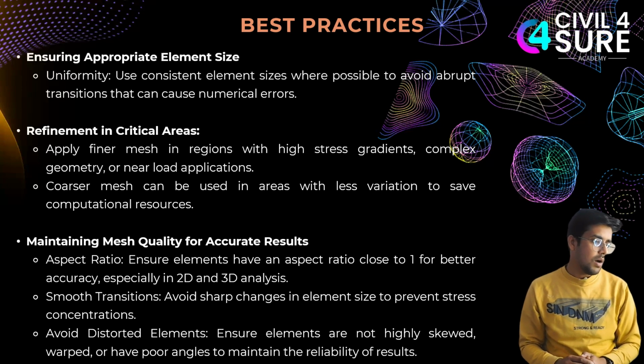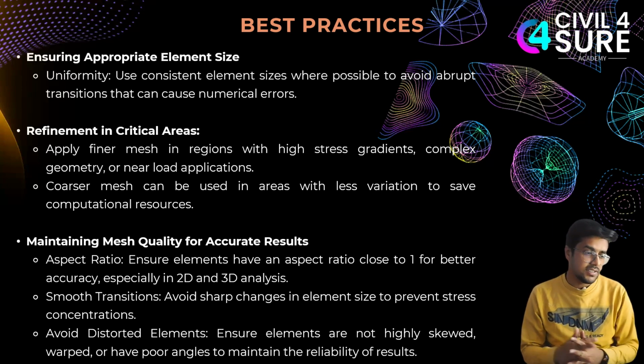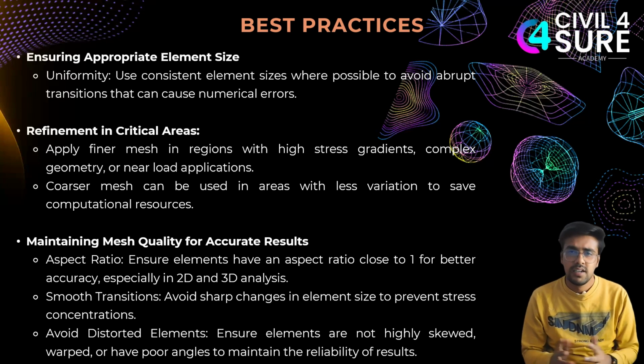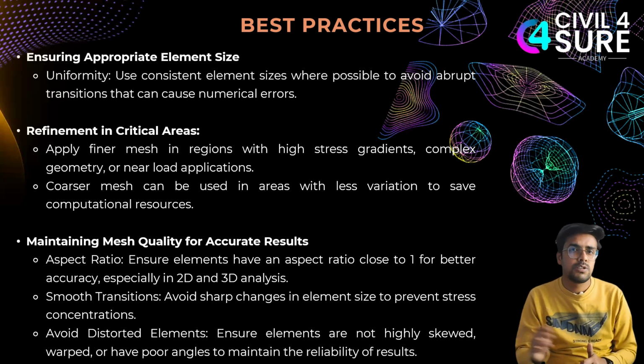Now, avoid distorted elements. We need to avoid the distorted elements. If an element is warped or has a poor angle, we need to edit that particular mesh. So that is the good thing. Some software gives us a choice of editing that mesh, but ETABS doesn't give us that choice. ETABS just gives the option of how many parts you need to divide into.